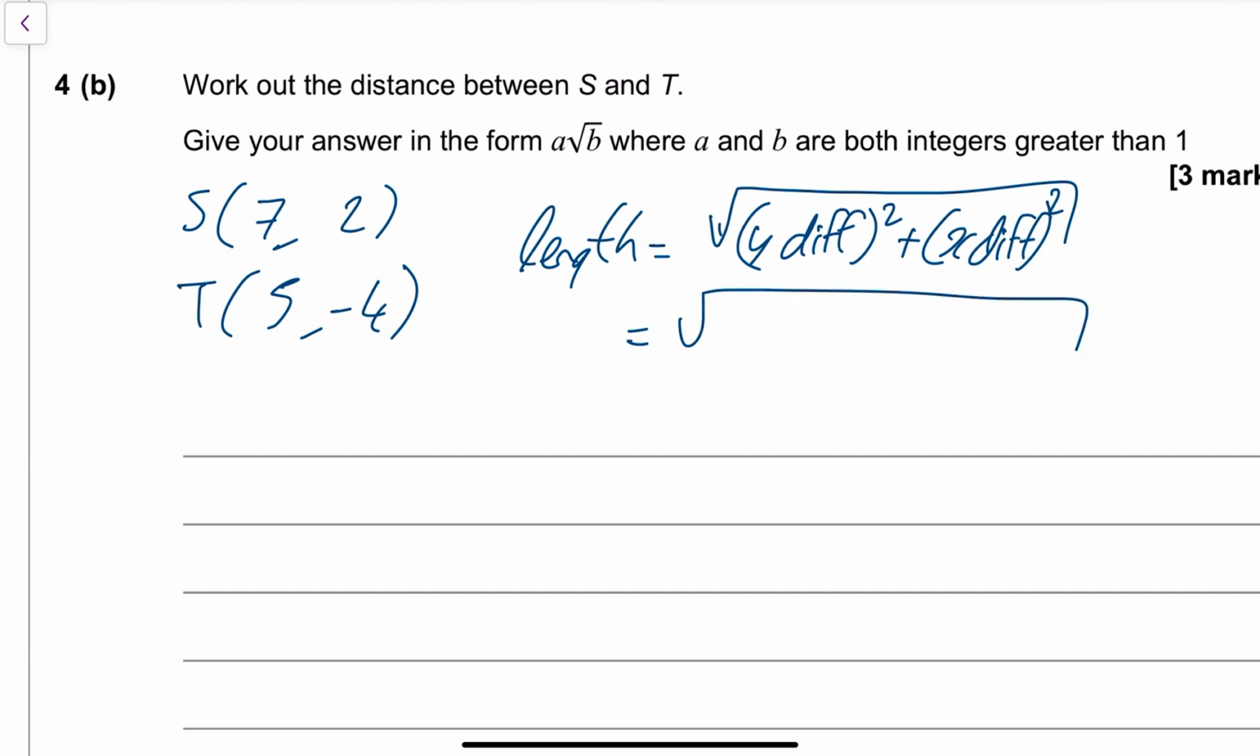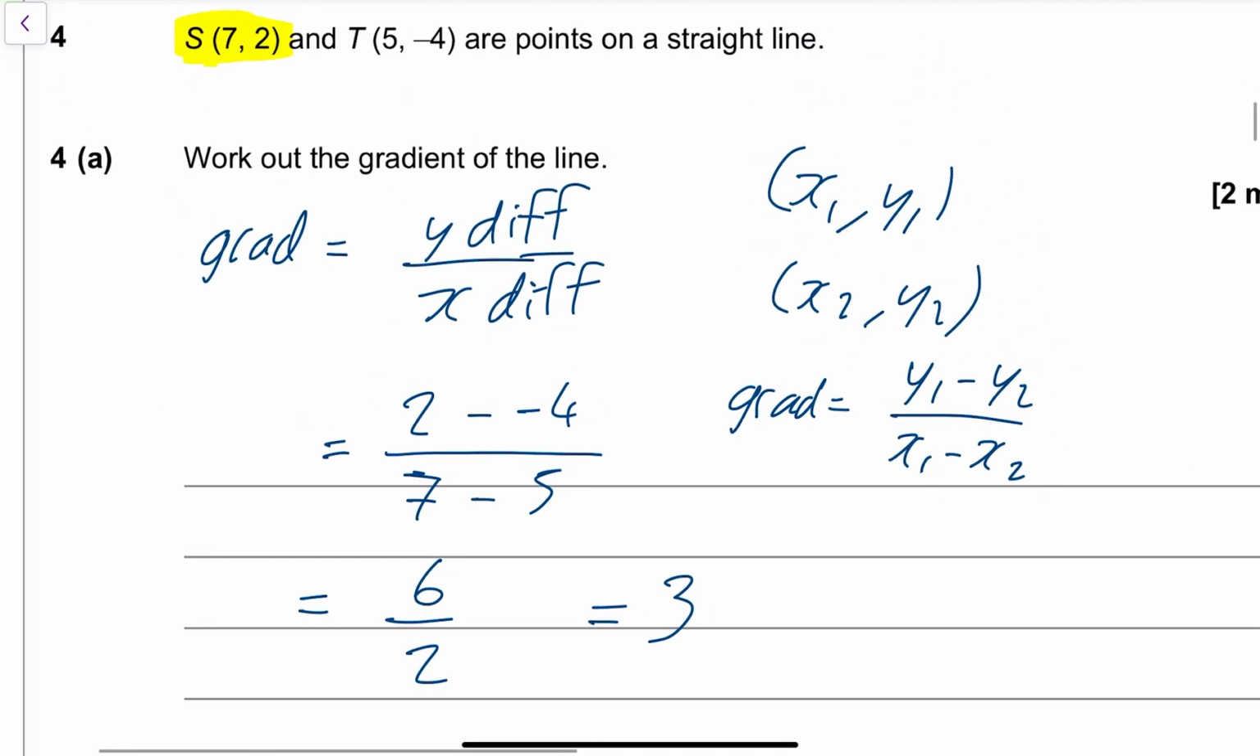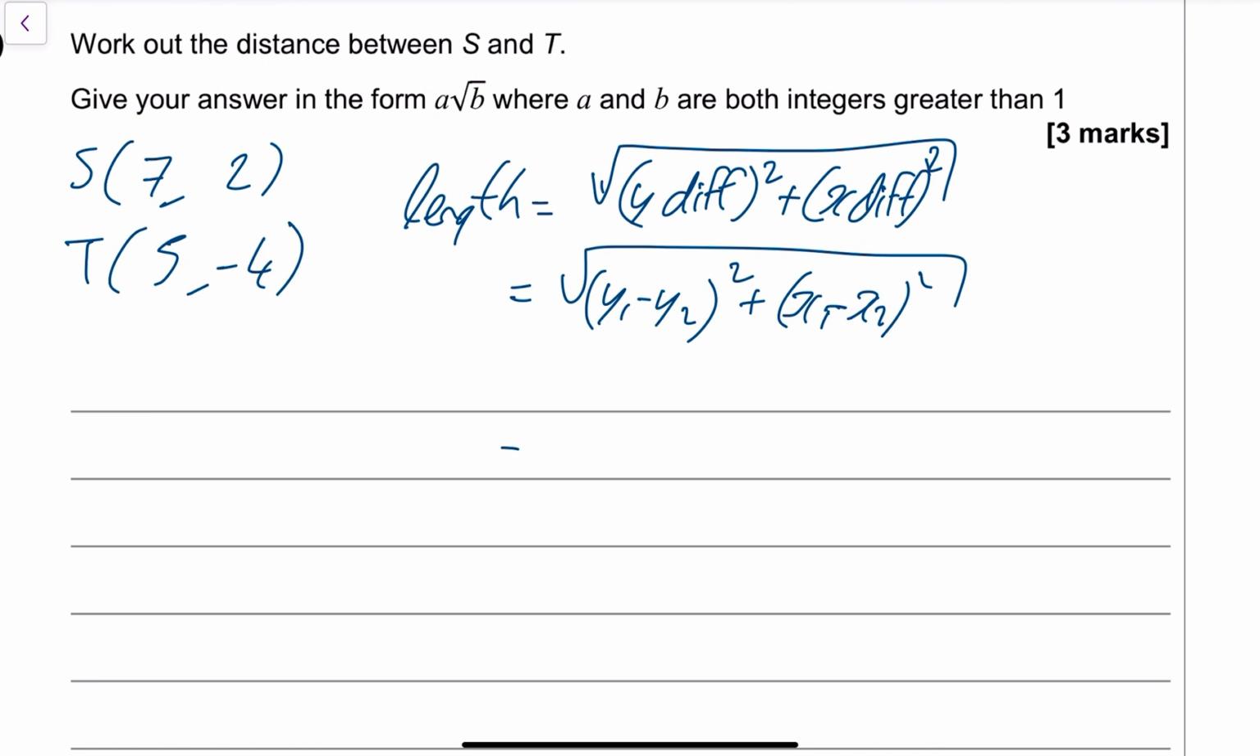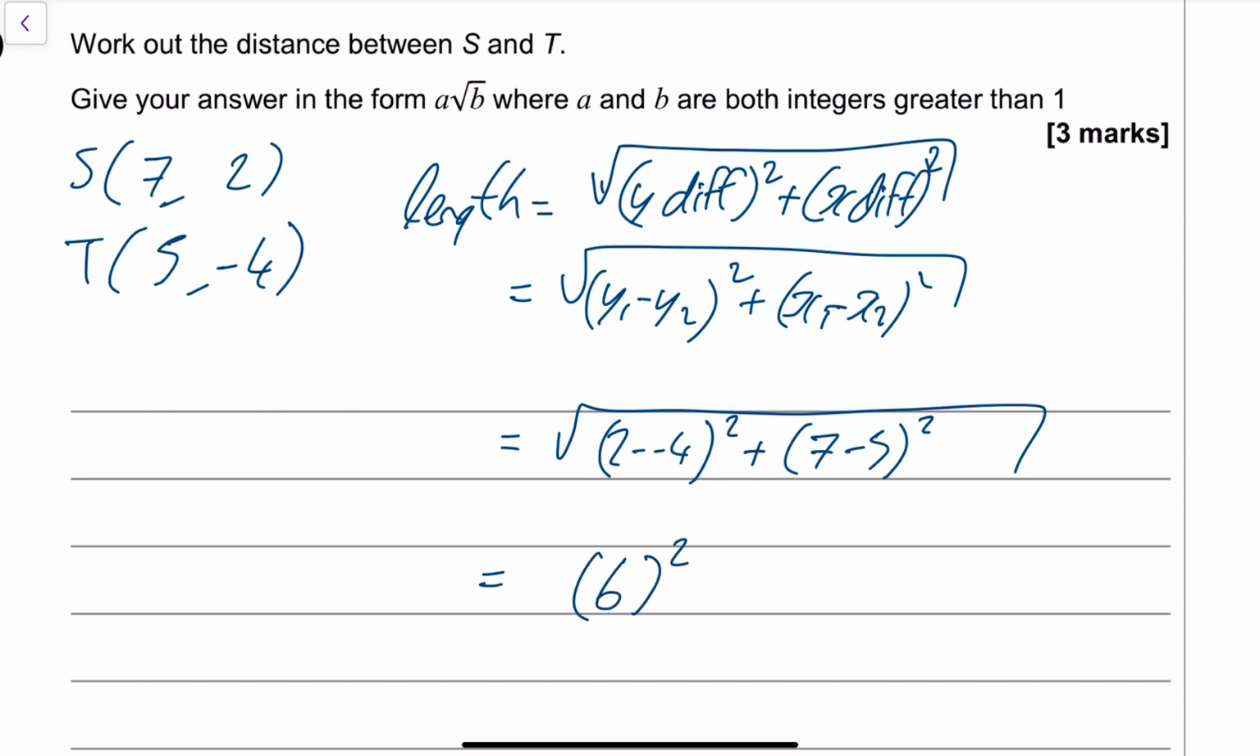And again, you may have learned this off as y1 minus y2. I don't know why I wrote it that way. Normally I write x difference squared plus y difference squared. Doesn't make a button difference. Just by the way, on the gradient, it matters which way you do it. It doesn't matter so much in this because of the squaring, but let's do it right. So here, y difference squared, 2 minus 4, and then 7 minus 5, so that's going to be 6 squared plus 2 squared.